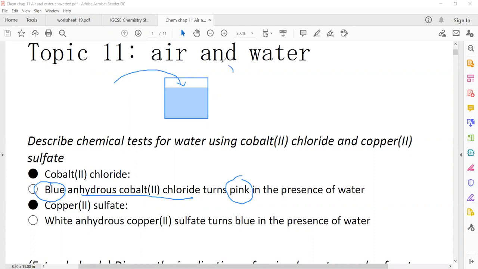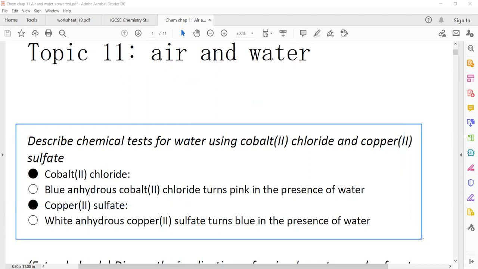Or you can take anhydrous copper sulfate, which is originally white in color, a white solid. When you add it to a container filled with water, it will change from white to blue. So both of these tests confirm the presence of water. If a question asks you to write a chemical test to show the presence of water, any one of them you can write, but you should learn both. Copy this part.